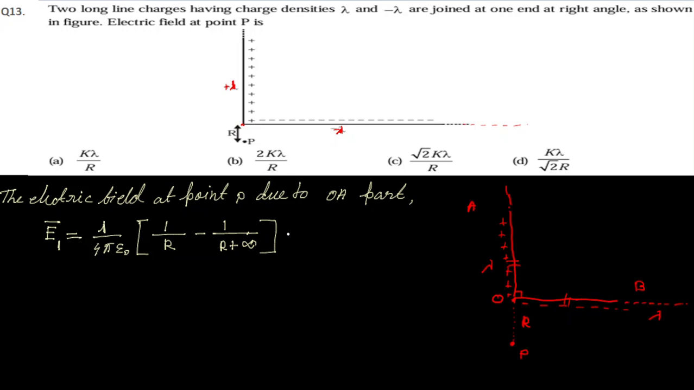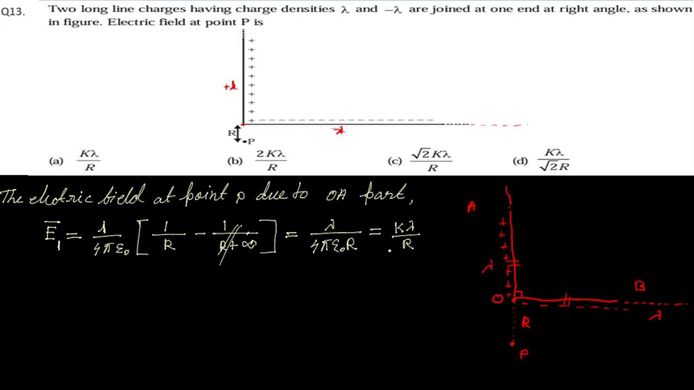So what will be the magnitude of this electric field then? This part will give us 0. So if this is 0, then it will be simply lambda divided by 4 pi epsilon naught R. And 1 by 4 pi epsilon naught we can write in terms of Coulomb constant, that is K. So K lambda divided by R. So this will be the electric field.